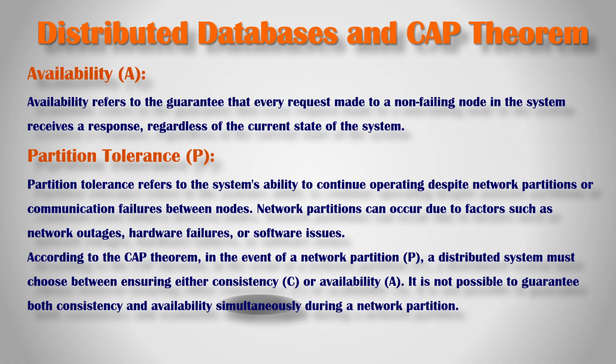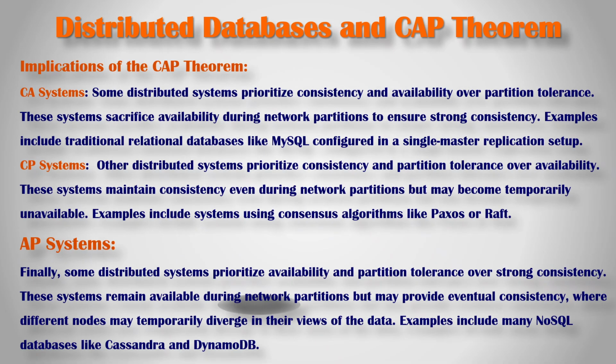According to the CAP theorem, in the event of a network partition, P, a distributed system must choose between ensuring either consistency, C, or availability, A. It is not possible to guarantee both. Implications of the CAP theorem.